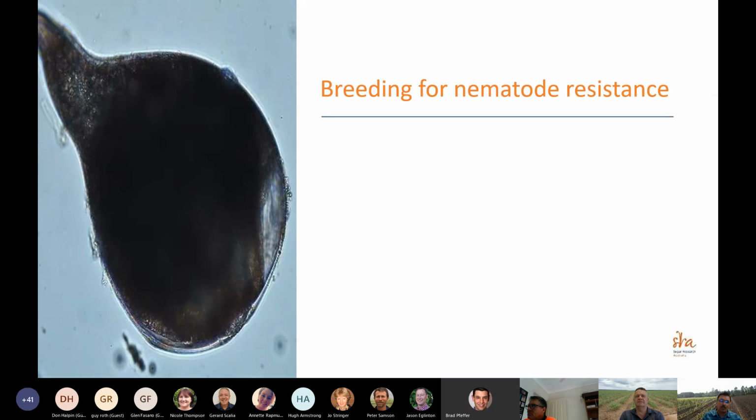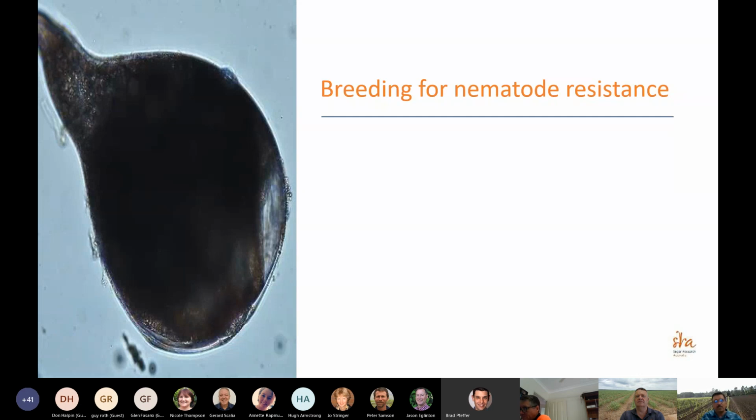So we need to find the gene from somewhere else. That's what we wanted to see, whether the wild cane can be brought into our breeding program to introduce the gene which could be resistant to nematodes.